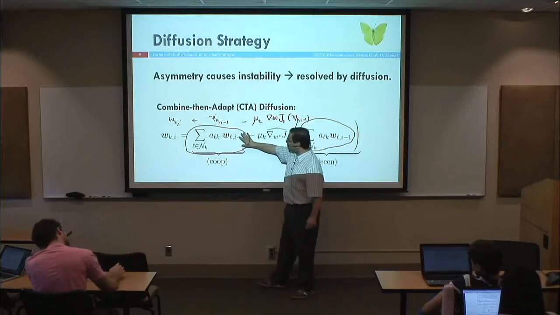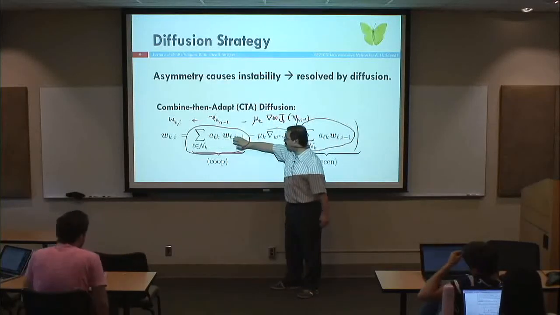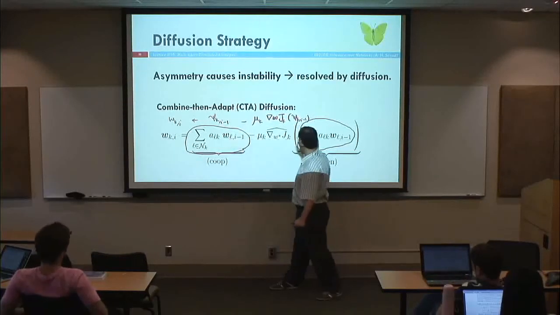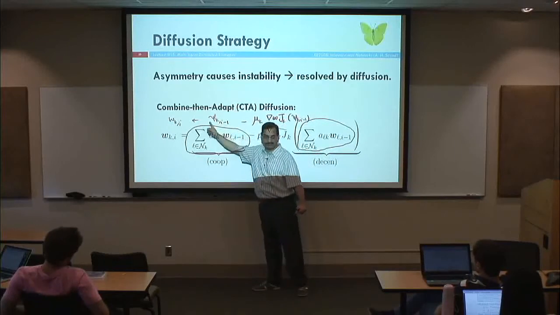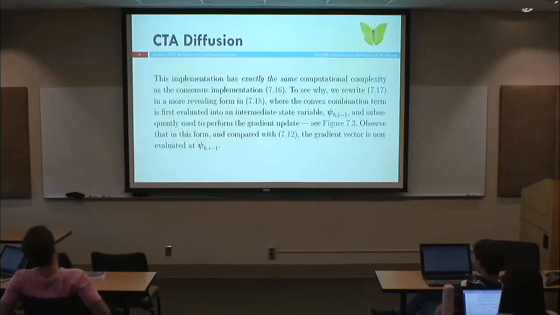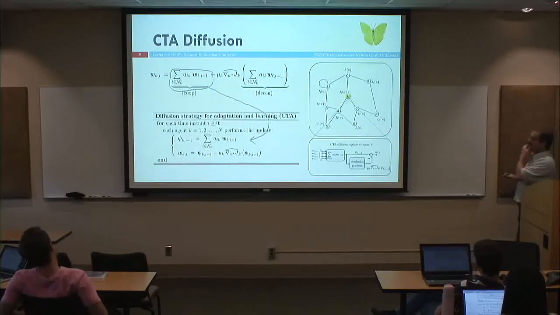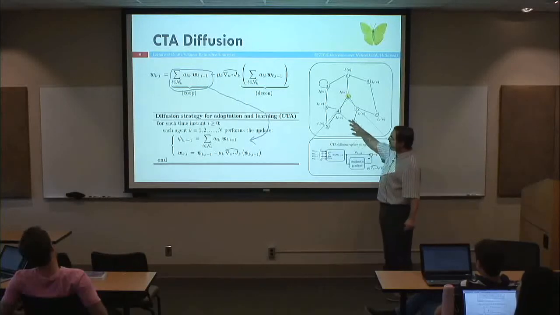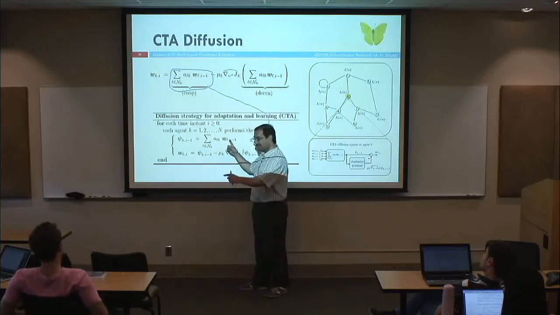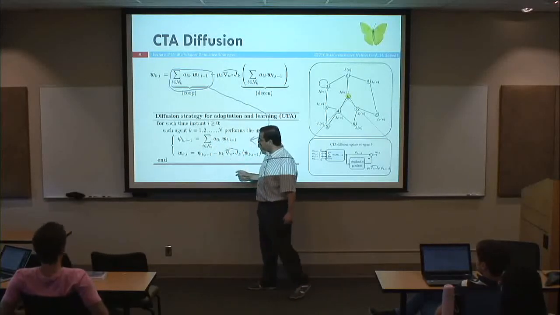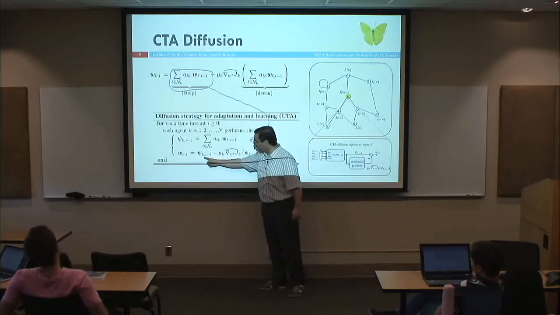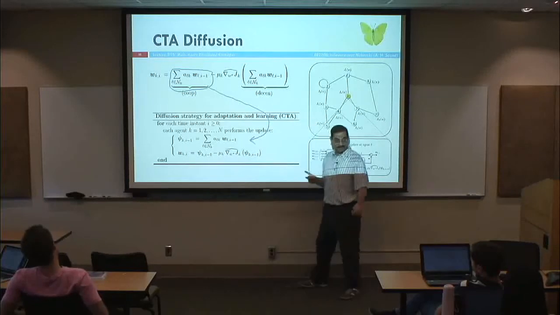Why? Because this part here is doing combination. You have to compute this first. You have to compute the psi combination, and then you put the combination here and do the adaptive update. So we call it CTA diffusion. This is how it is called. If you look at the statement of the algorithm, you combine the estimates of your neighbors, but then when you do the gradient update, you use a symmetric form. You start from that location, and you also compute the gradient at that same location.